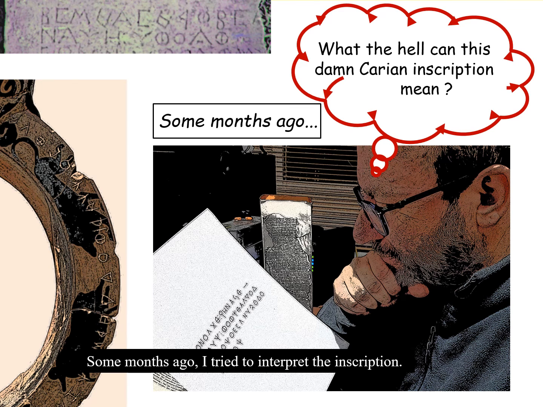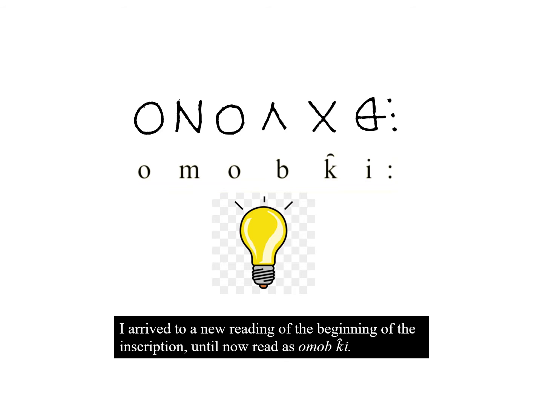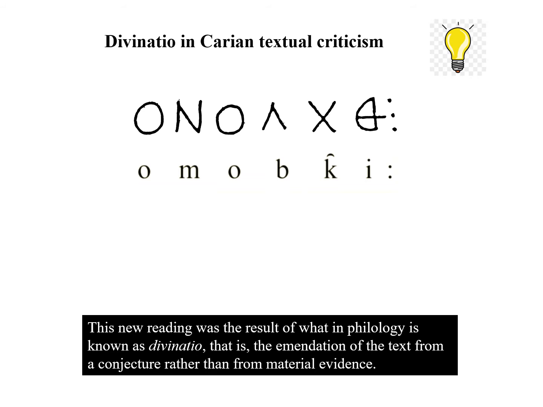Some months ago, I tried to interpret the inscription. I arrived at a new reading of the beginning of the inscription, until now read as Omob Key. This new reading was the result of what in philology is known as divinatio, that is, the emendation of the text from a conjecture rather than from material evidence.